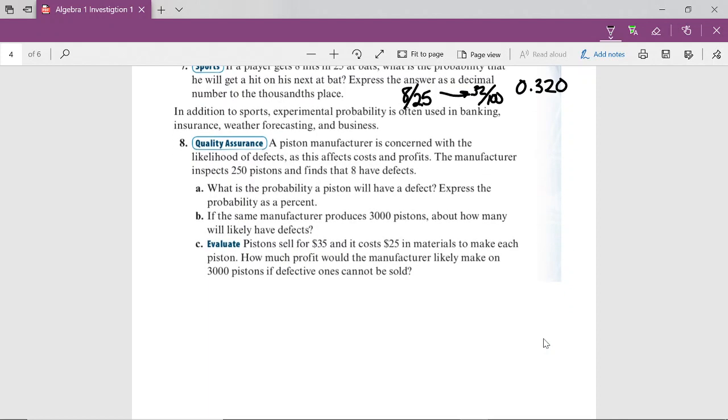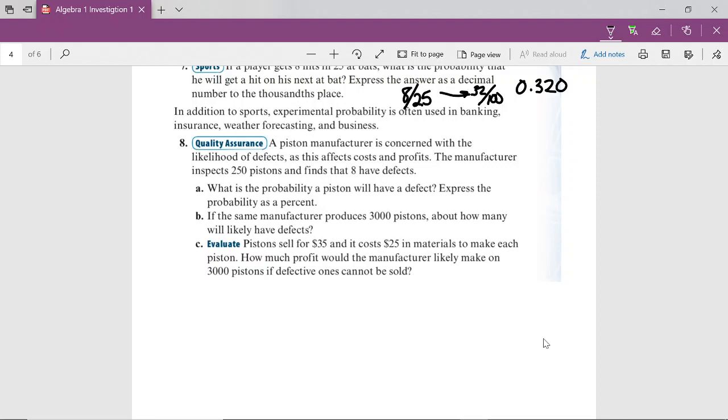In addition to sports, experimental probability is often used in banking, insurance, weather forecasting, business. So number 8 says a piston manufacturer is concerned with the likelihood of defects. And since this affects his costs and profits, it's a really important thing to know. The manufacturer inspects 250 pistons and finds that 8 have defects. So what's the probability of a piston that will have a defect? We want to show this as a percent.